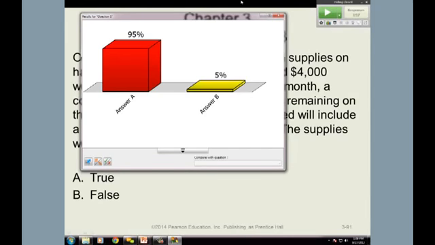If you looked at the T account, the office supplies would have a beginning balance of how much? 2,000. Okay, now you purchased what? 4,000. All right, so at this point, you're looking at a balance of 6,000.